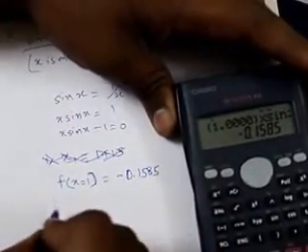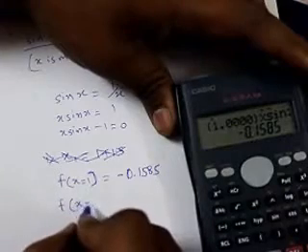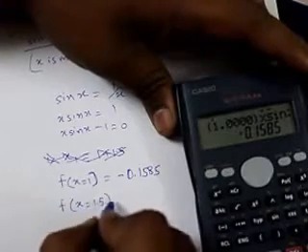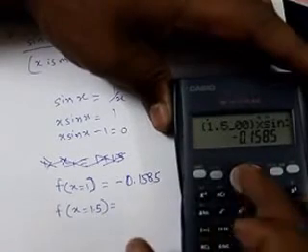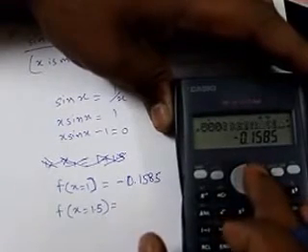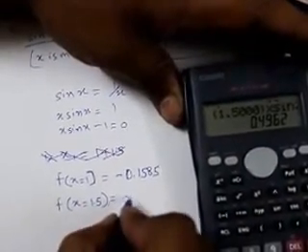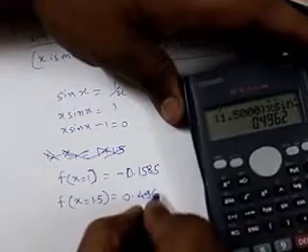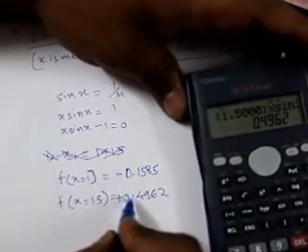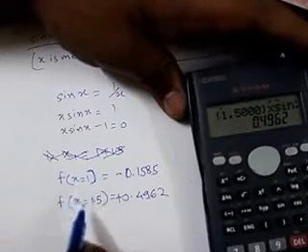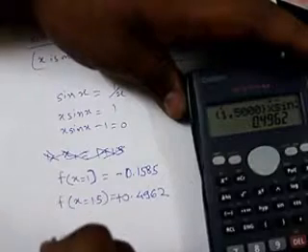So this is a negative, and let's see what happens when x is equal to 1.5. I'm just going to put 1.5 here and 1.5 here. So this is 0.4962, which is a positive. A sign change has occurred, which means that there is definitely a root that lies between 1 and 1.5. Let's continue with this one.